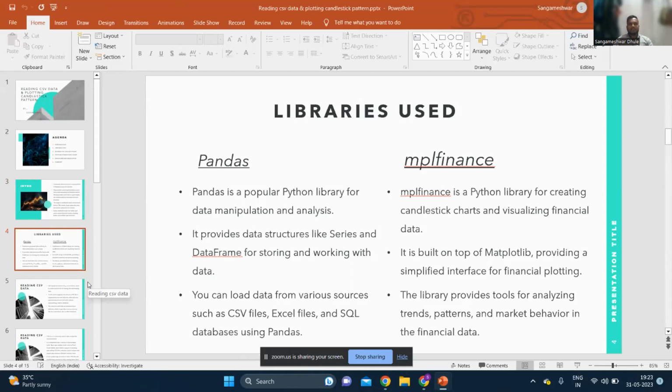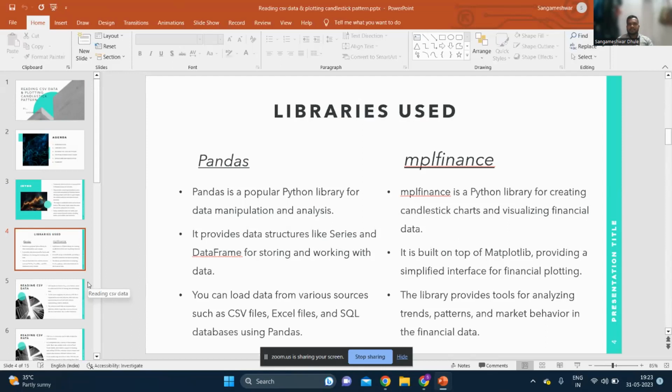We can use it for storing and working with data. We can load data from various sources such as CSV files, Excel files, and SQL databases using pandas. Each one has different functionality, like for CSV files, we have functions like pandas.read_csv.